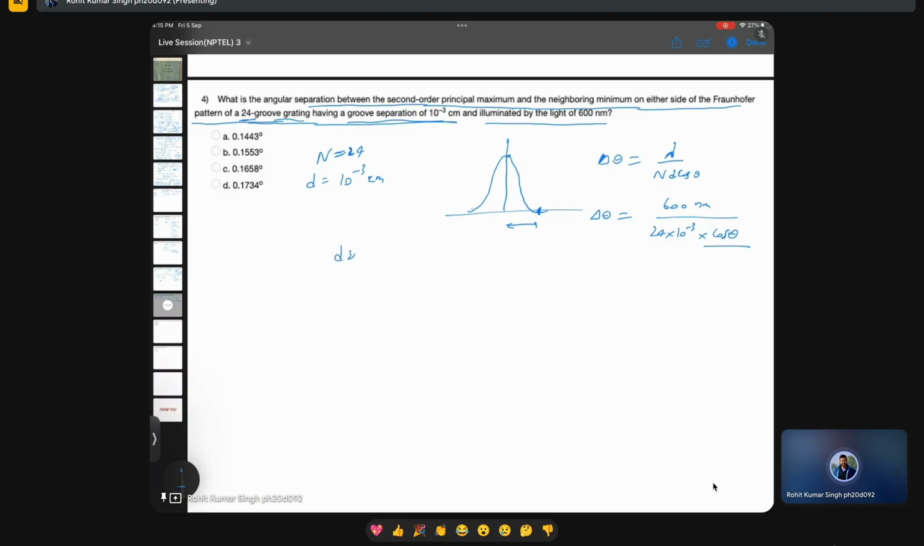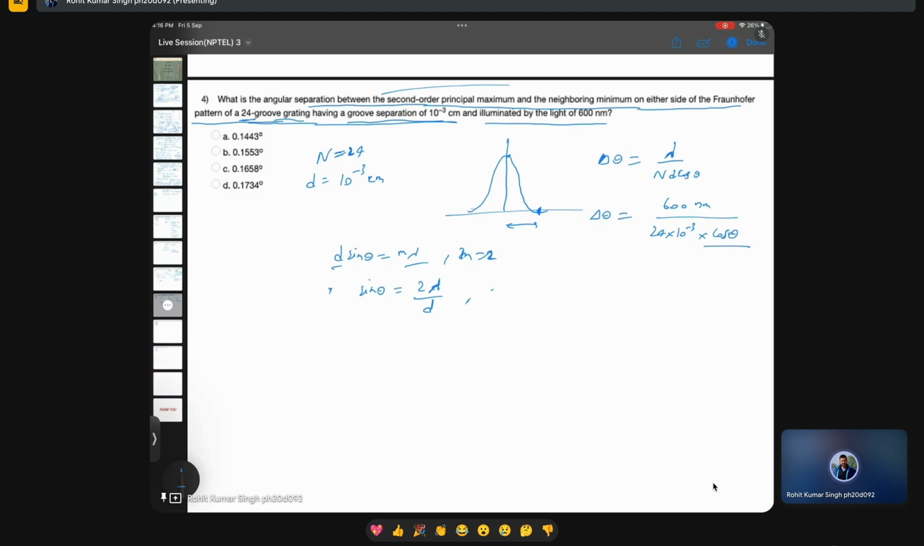We have the grating equation, right? And it is given here that it is the second order principal maxima. So m is equal to 2, lambda you know, d you know. So we can calculate sine theta, which is 2 lambda by d, and from sine theta you can calculate cos theta, right?